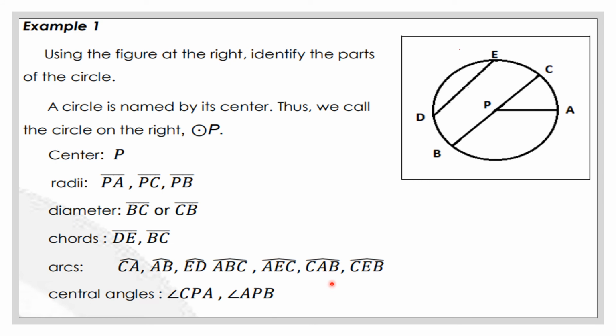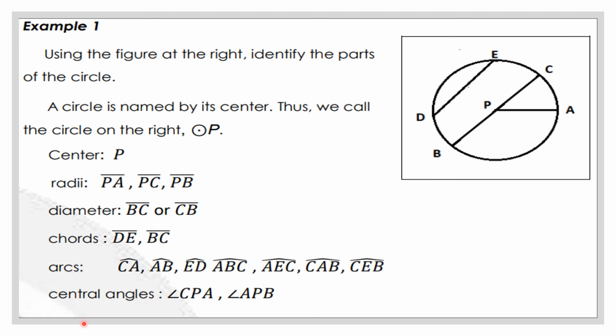Next is arc CEB. Ang arc CEB ay ganun din, semicircle din po kasi nag-start siya kay C, dumaan kay E at natapos kay B, nakatapat ni C dahil sila ay diameter. So, semicircle pa rin po iyan.